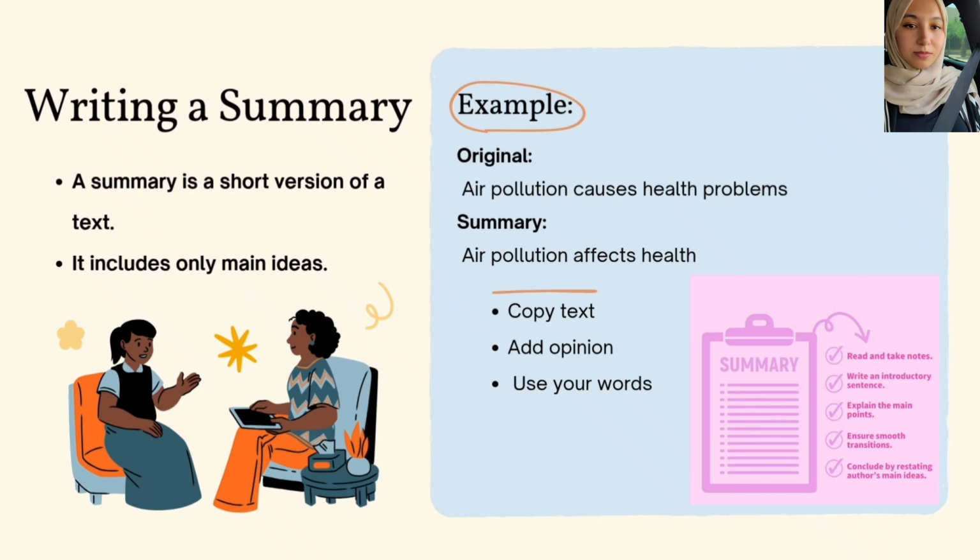Now, how to write a summary or abstract. A summary is a short version of the text. It includes only main ideas. For example, as original phrase, air pollution causes health problems. Now, as an example of summary, air pollution affects health. So do not copy text, do not add your opinion, only use your own words.